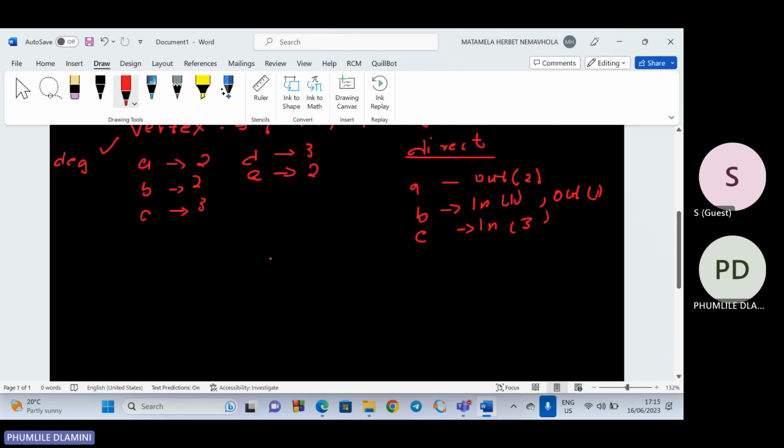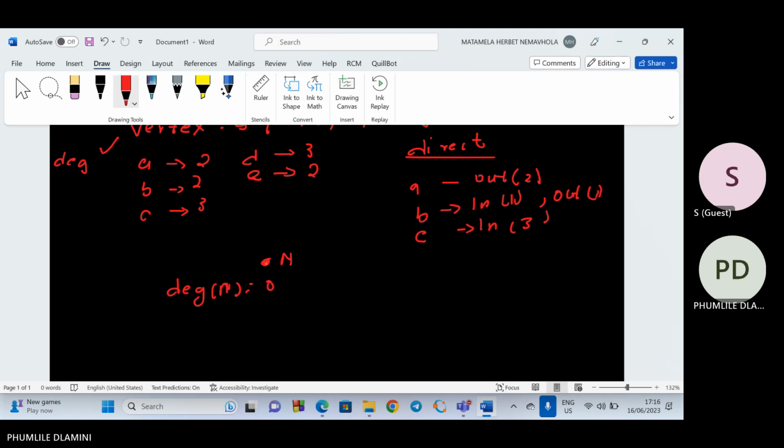Sometimes you might find a graph with just a dot like this. In this graph, when it's just a dot, it does not have a degree because there is no line within it. So if we call this n, the degree of n is going to be equal to 0, because there is nothing there.